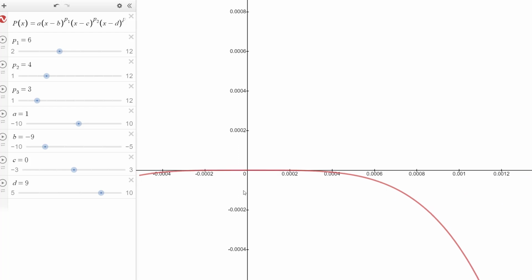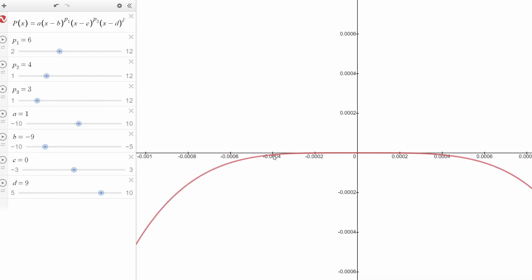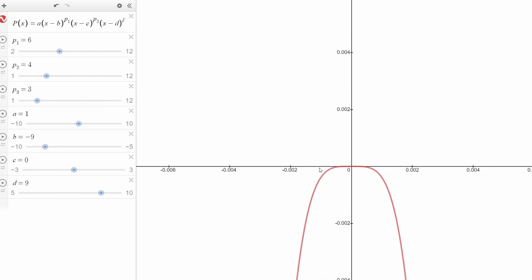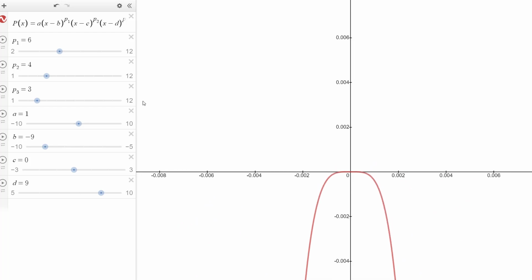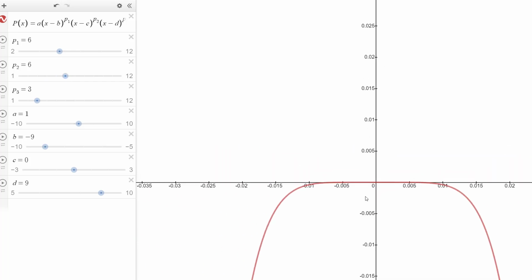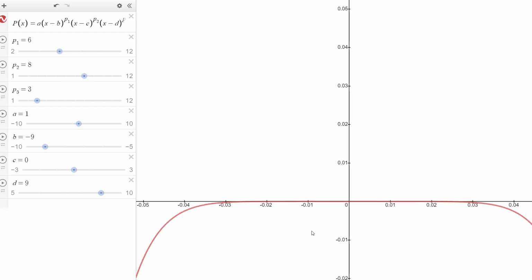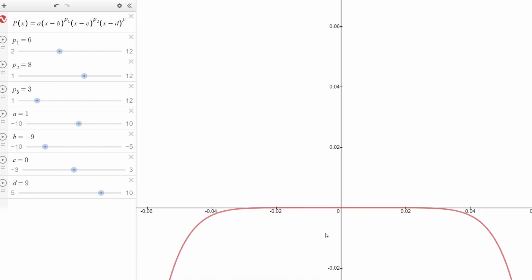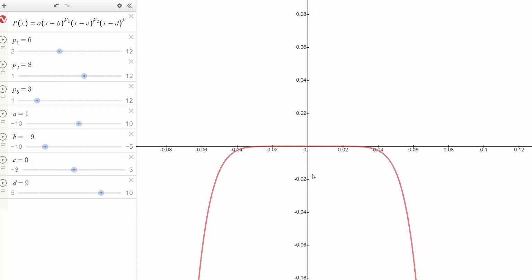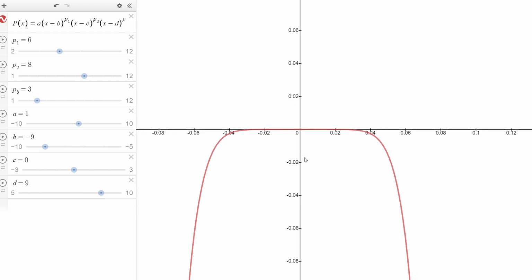But I have to zoom out to see it. Notice it's not like it's super duper flat for a long period of time. It's only super flat for a short period of time. If I go up 2 more powers, it's flat for a longer period of time. So same idea: 2 more powers, flat for a longer period of time, and so on and so forth.